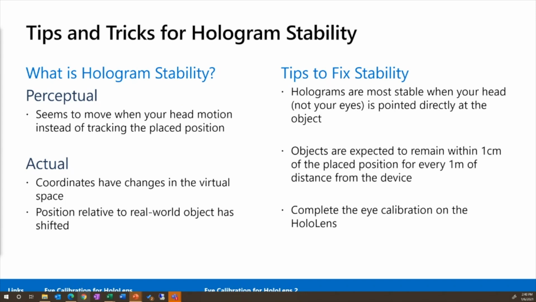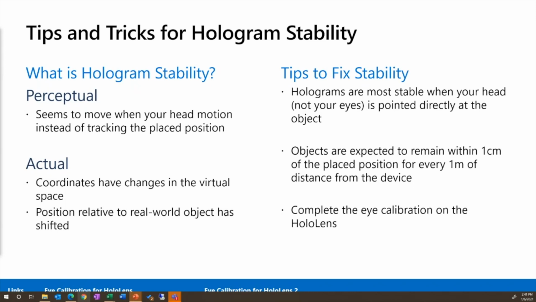actual. Perceptual instability could refer to a hologram that seems to move with your head motion instead of tracking the placed position in space. And actual instability could refer to a hologram whose coordinates have changed in a virtual space or whose position relative to a real-world object has shifted regardless of user input or head tracking.